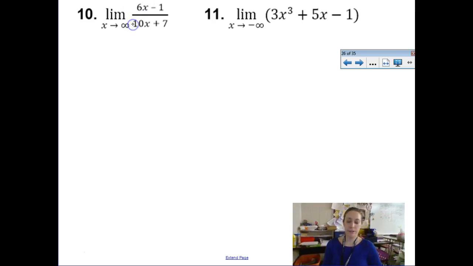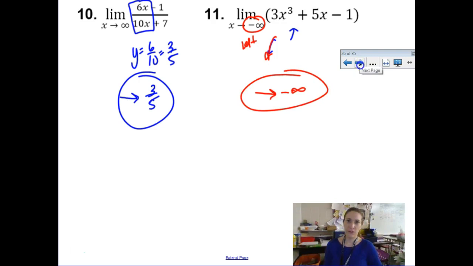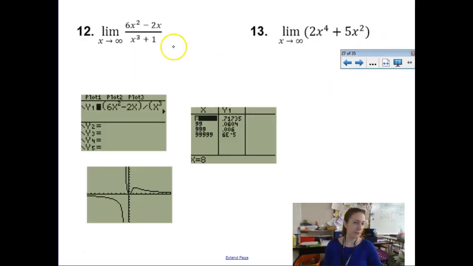All right, equal weight, rational. So we're supposed to look at the coefficients, and there would have been a horizontal asymptote at 6/10, better known as 3/5. That's also the limit as x approaches infinity. So we are approaching 3/5. Polynomial, odd degree, so the ends go like this. This time they want the left side again. On the left side it's going down, so approaches negative infinity. These are like my favorite questions because they're so easy.